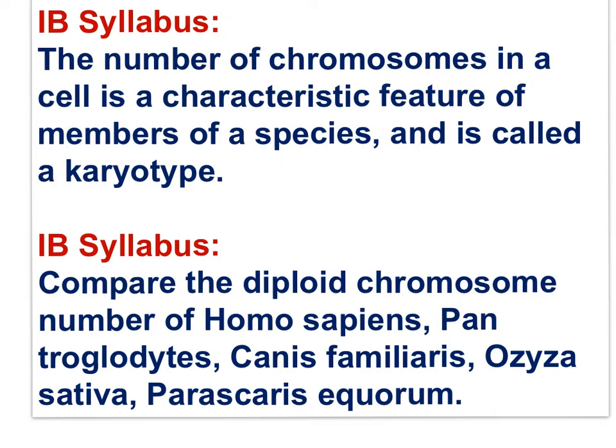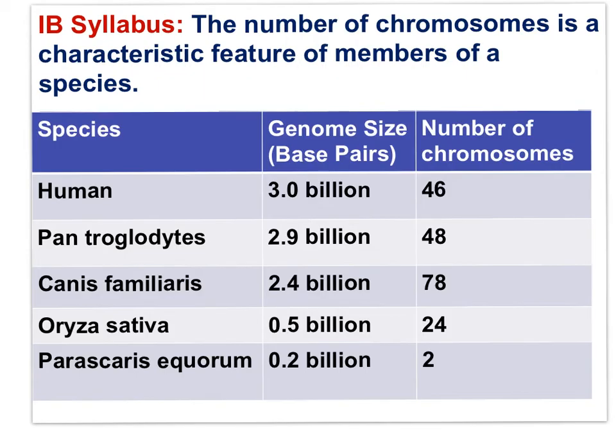The number of chromosomes in a cell is a characteristic feature of members of a species and is called a karyotype. Compare the diploid chromosome number of Homo sapiens, humans, Pan troglodytes, the chimp, Canis familiaris, the domestic dog, Oryza sativa, rice, and Parascaris equorum, a roundworm. Here is a table comparing the number of chromosomes of Homo sapiens with 46, Pan troglodytes, the chimpanzee, with 48, Canis familiaris, the domestic dog, with 78, Oryza sativa, rice, with 24, and Parascaris equorum, a roundworm, with 2.